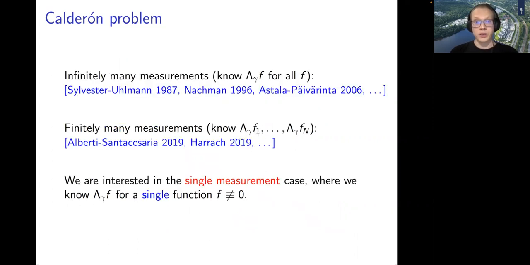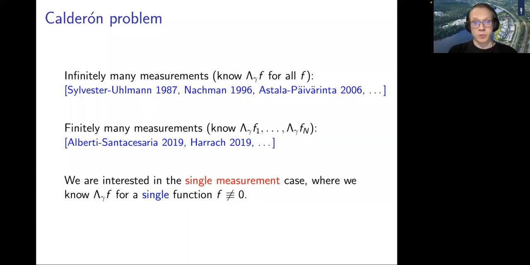And of course, there's a huge literature on this problem. And some of the main results are due to Sylvester and Uhlmann in 3 and higher dimensions, and Nachman and Astala-Päivärinta in 2 dimensions. These are related to uniqueness for determining the conductivity gamma from the map Lambda gamma.